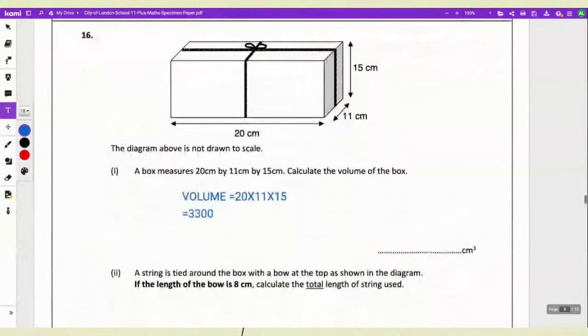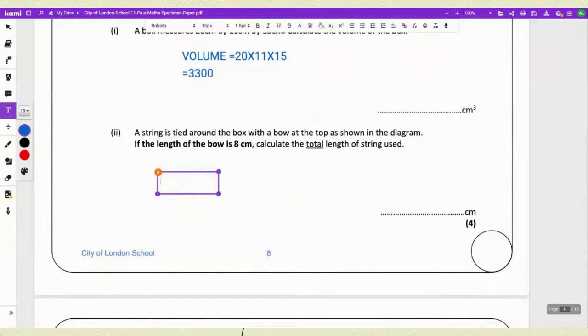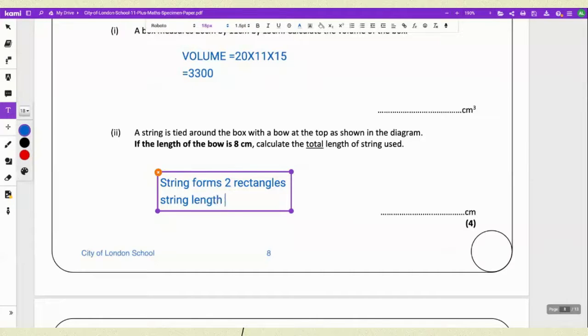So you have to look at the diagram again. You know that the string forms two rectangles. This is what we know. You know that the string forms two rectangles, and the string length equals parameter 1 plus parameter 2, plus your bow, what they're asking you to find now.